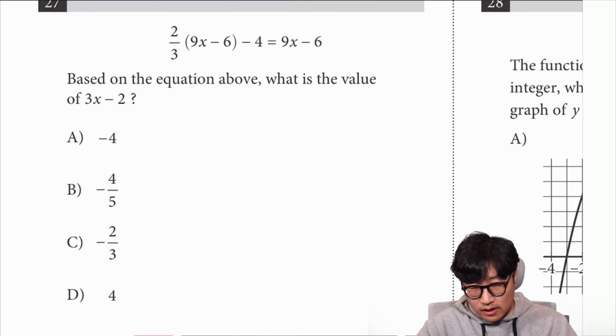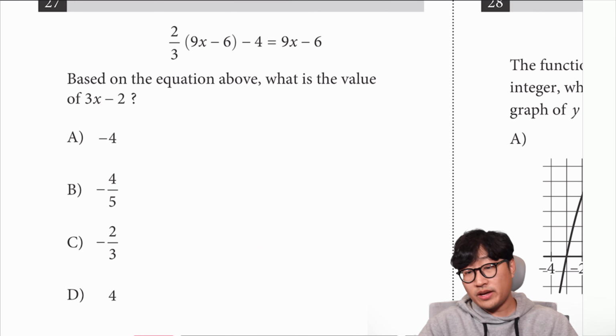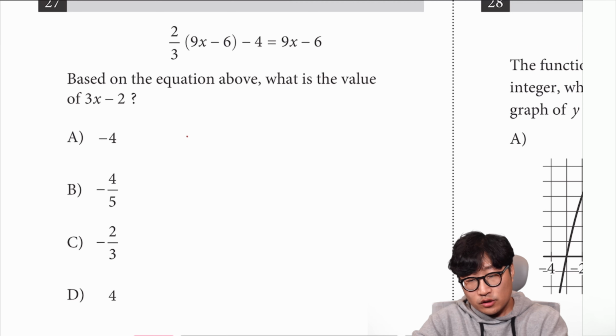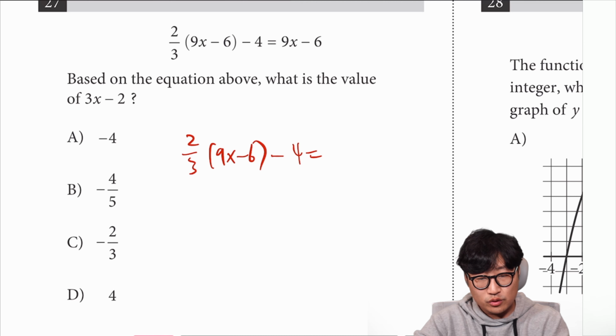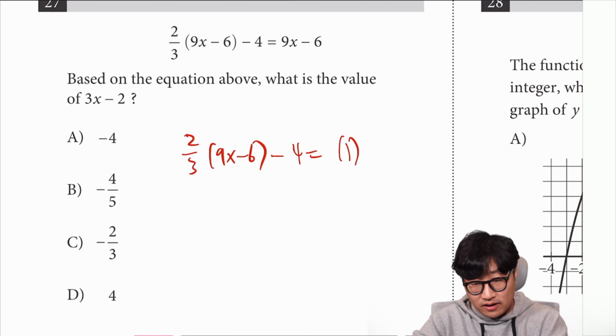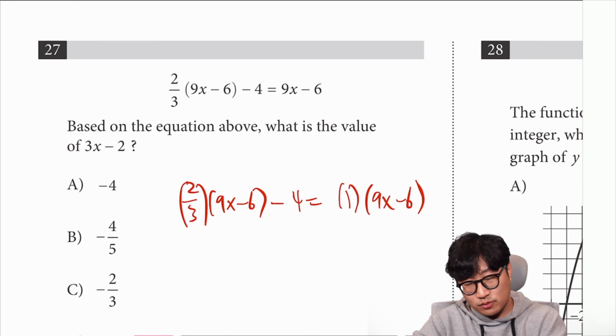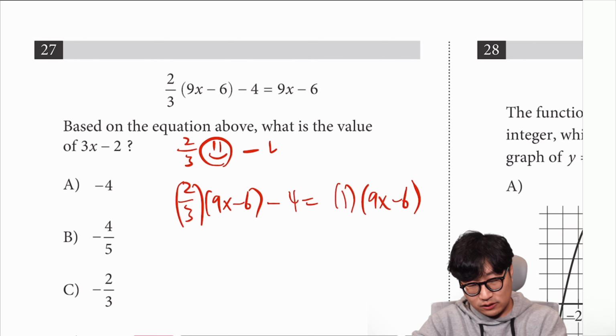Number 27. Based on the equation, what is the value of 3x minus 2? So I'm going to try to solve for 3x minus 2. How so? Well, this is how I did it. 2/3 of the 9x minus 6, minus 4, is equal to, well, technically 1 of the 9x minus 6. Does everybody see what I'm doing? Basically, the way I'm treating it is like this: 2/3 smiley face minus 4 is equal to smiley face. I'm basically calling that 9x minus 6 a smiley face.